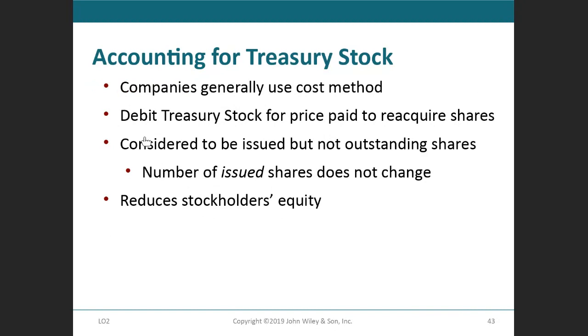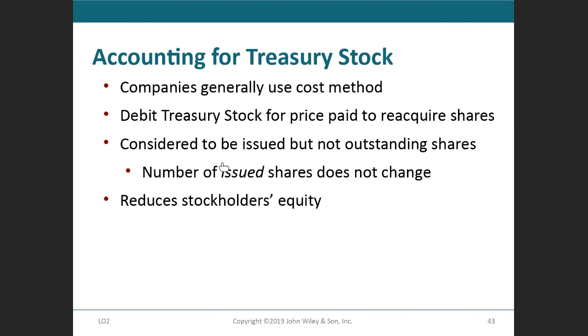It's at cost, right? So whatever you have to pay for the treasury stock, you debit the treasury stock for that amount and then credit the consideration, which is usually cash. The number of stock issued does not change, but the number of stock outstanding changes.